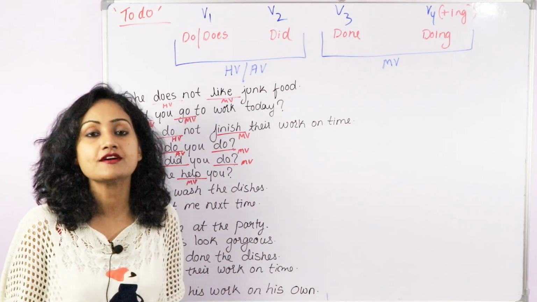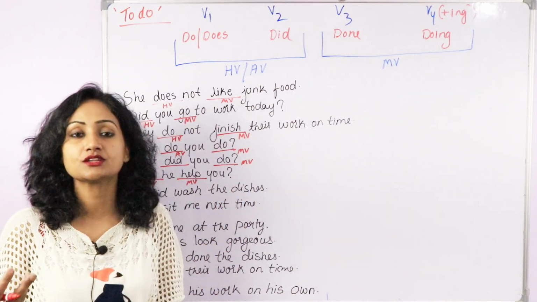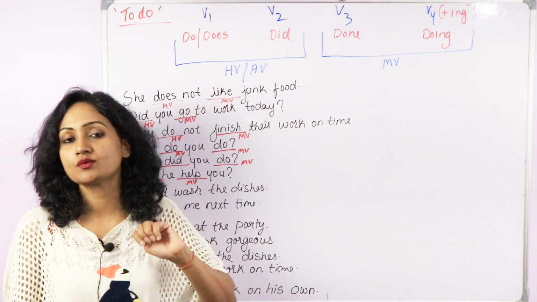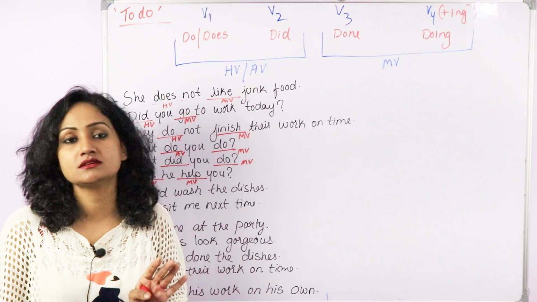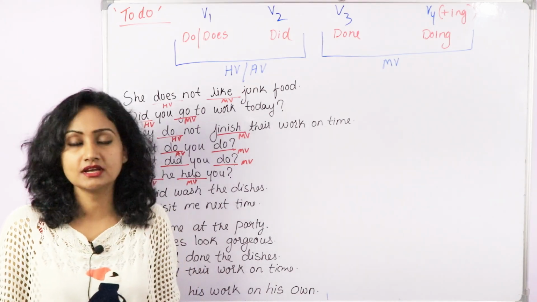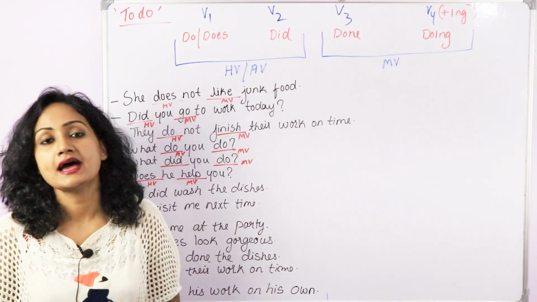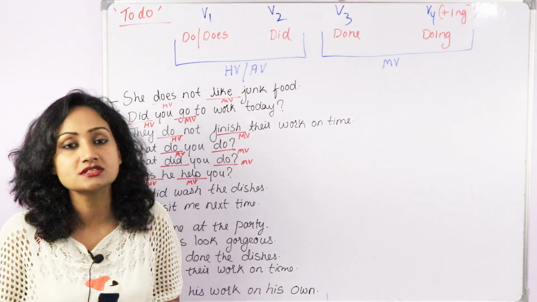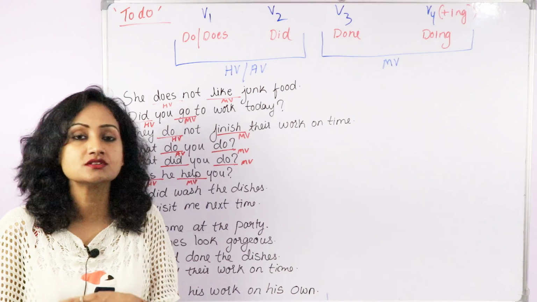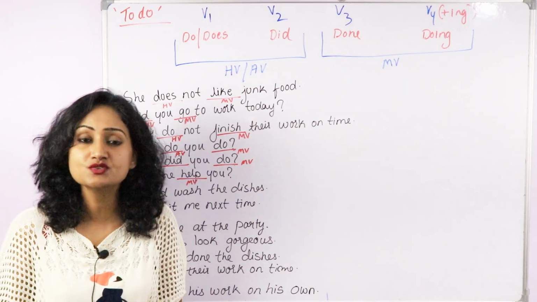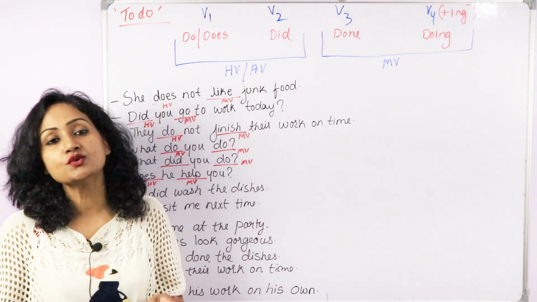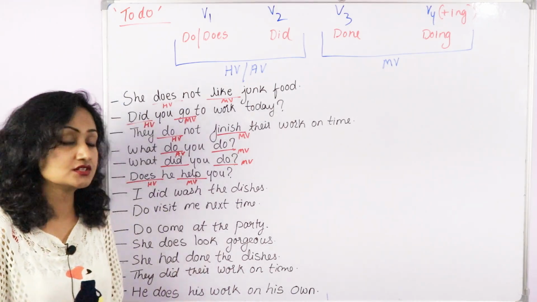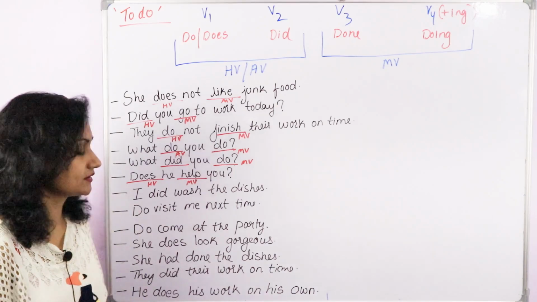Next is I did wash the dishes. So here this is an emphatic sentence. Emphatic sentences are those wherein you emphasize something. Let me give you one situation. Your mom, before leaving, tells you to wash the dishes. Now she comes back home and she tells you, I told you in the morning to wash the dishes. You forgot, you didn't do that. No, I did wash the dishes. So here you are emphasizing that you did wash the dishes. You did do that work.